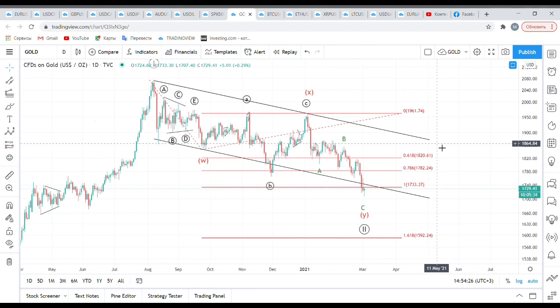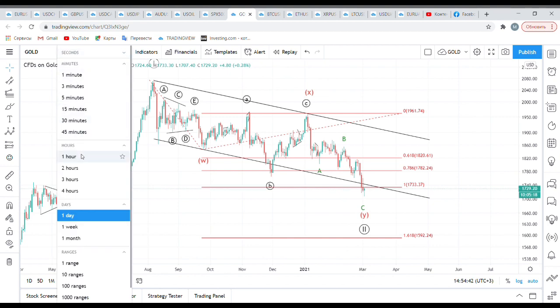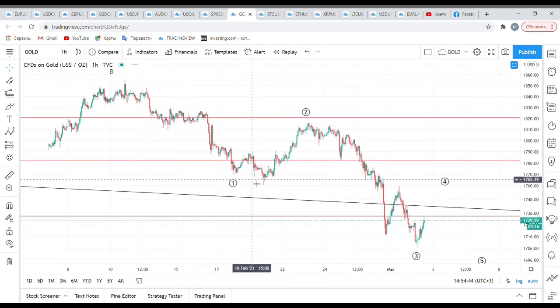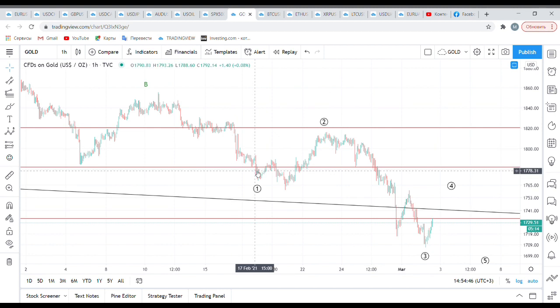In the gold market, I show the daytime chart, and as we can see, we have a double zigzag in the second wave, and the minimum goals have already been reached, but judging by the structure, we should decrease a little bit more. And if we switch now to the hourly chart, we can see that now we have waves 1, 2, 3, small correction wave 4, and after this is the last decline.